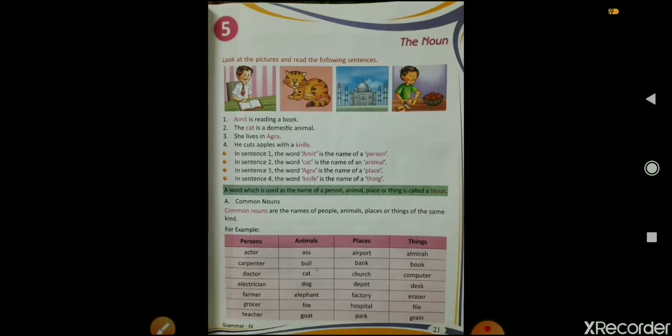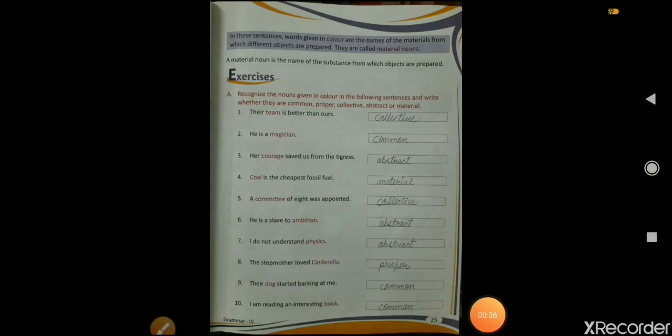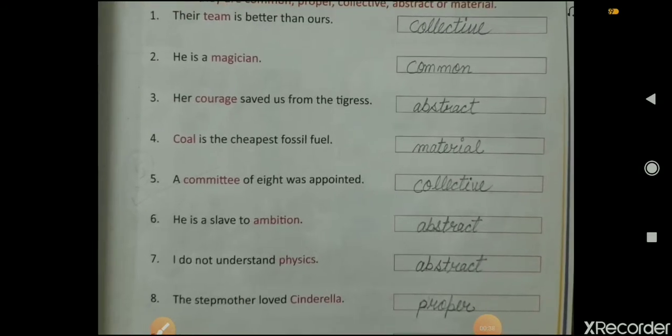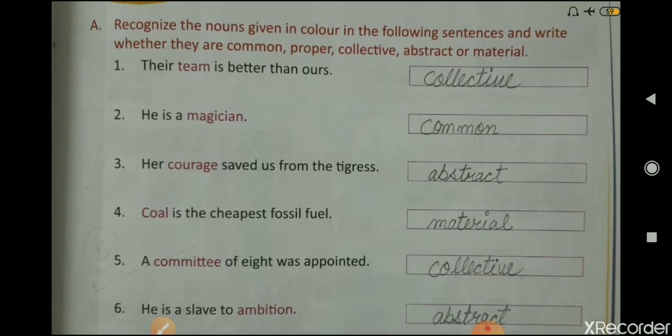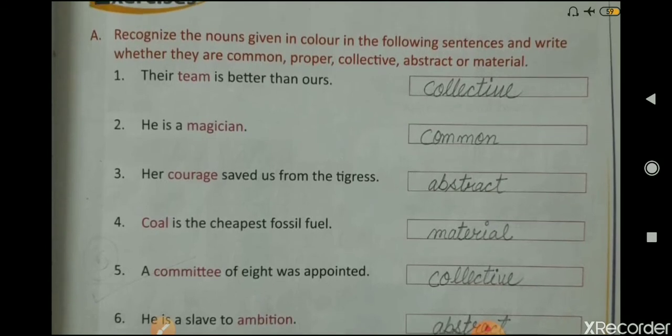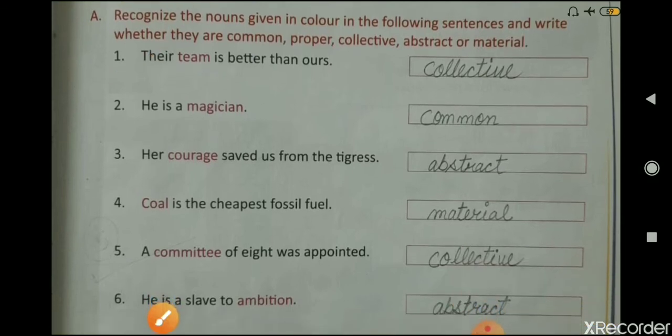So let's begin. Exercise A, that is given on page number 25. Recognize the nouns given in color in the following sentences and write whether they are common, proper, collective, abstract or material. So you have to write here whether these nouns that are written here in color are common noun, proper noun, collective noun, abstract noun or material noun. So the first one is, their team is better than ours. So here the noun team is a collective noun. So you have to write here collective.